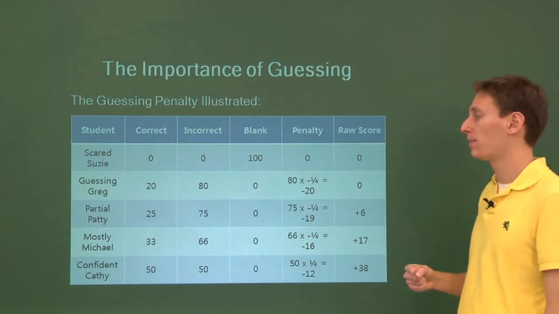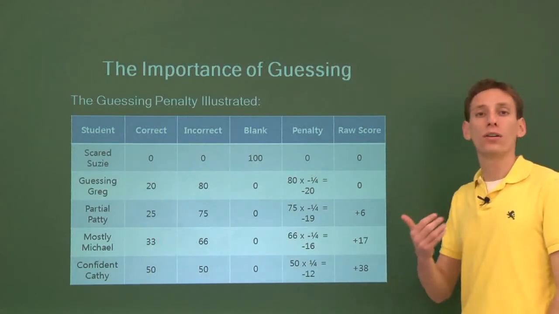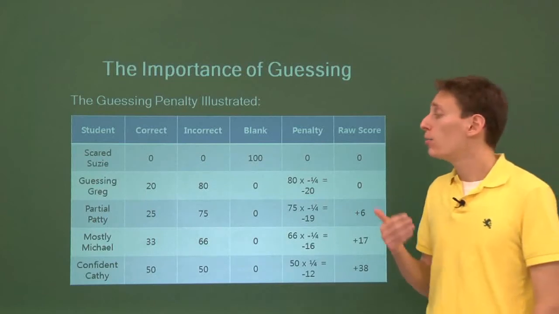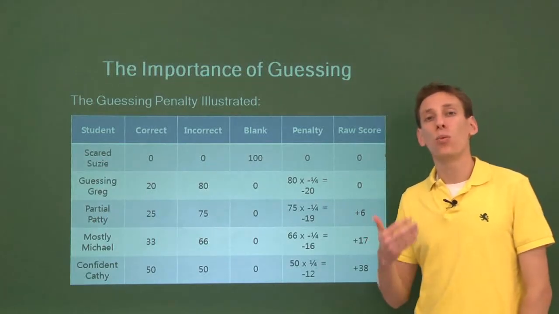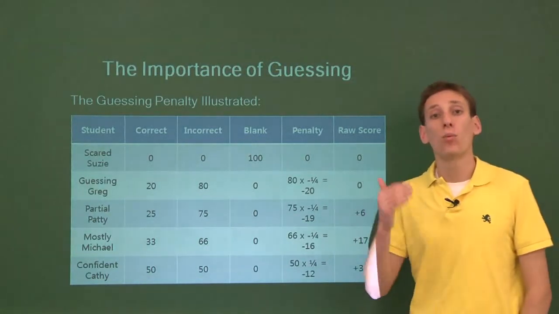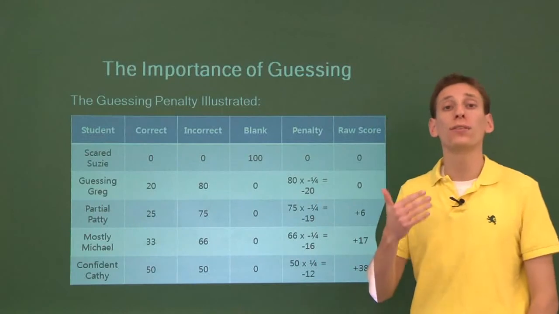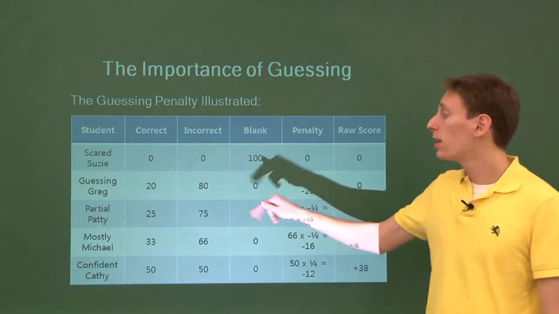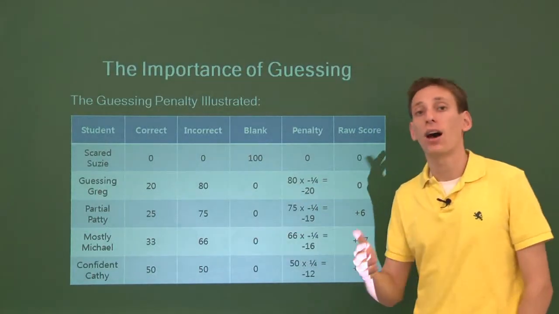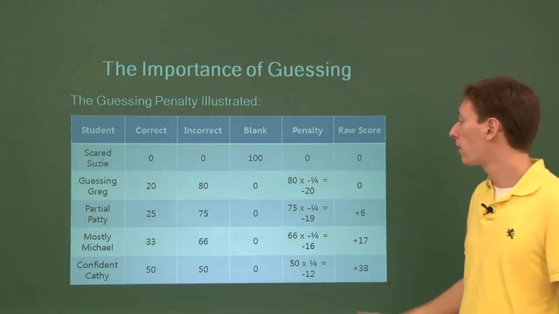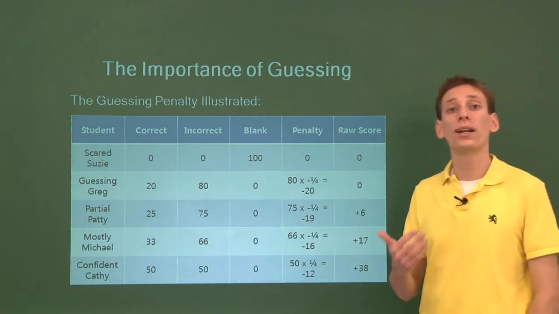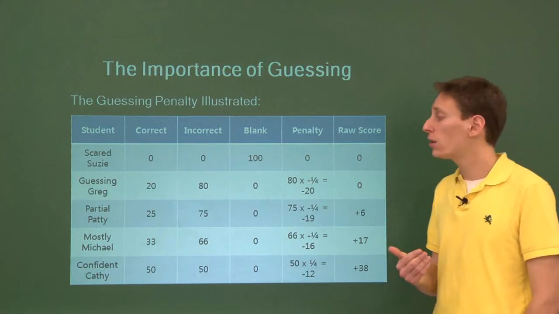Check out partial Patty. Say you can eliminate one of the answer choices on every question, and most SAT students can do that. Most SAT students will be able to see that one of the answer choices really isn't a great answer choice. So say you're guessing 1 in 4 answers. Then you have a 25% chance of getting a question right. That's what partial Patty did, right? She guessed on every question. She got 25 right, on average say, got 75 wrong. And she's going to do better than guessing Greg, obviously, right? So she's eliminated 1 answer choice on each question, and she's doing okay.